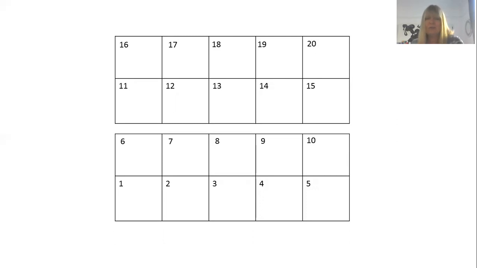We always start with number 1 at the very bottom, and then we go along 1, 2, 3, 4, 5, up to the next row, 6, 7, 8, 9, 10, up to the next row on the bottom of the top 10 frame, 11, 12, 13, 14, 15, top row, 16, 17, 18, 19, 20.